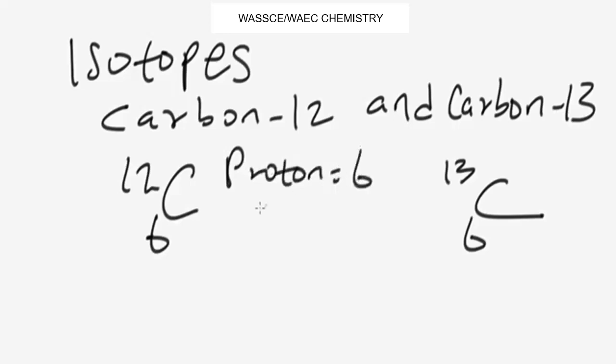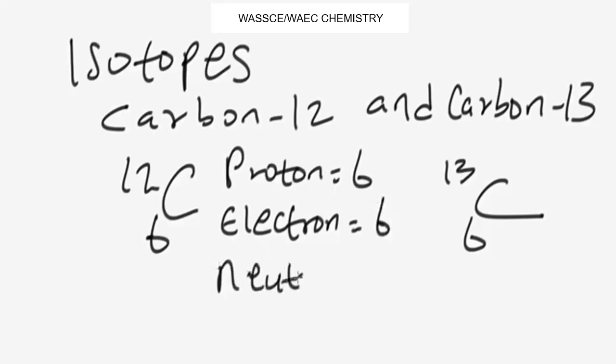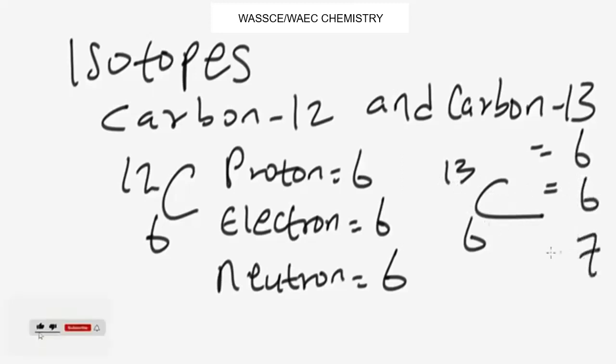here is 6. The electron number is also 6. The neutron, when you subtract the atomic number or the proton number from the mass number, you have it to be also 6. That's 12 minus 6 will also give us 6. Whereas in this case the proton number will be 6, the electron number will be also 6. The neutron number will be 13 minus 6, which will give us 7. Take notes of this.